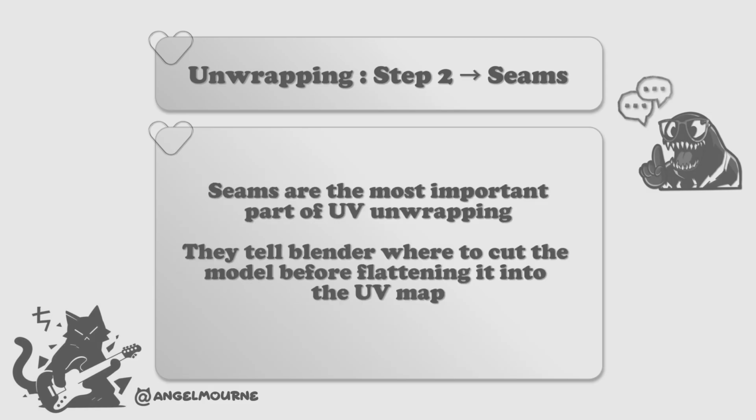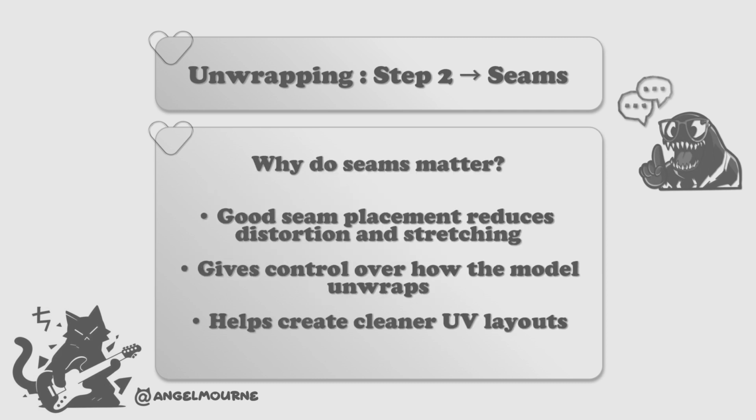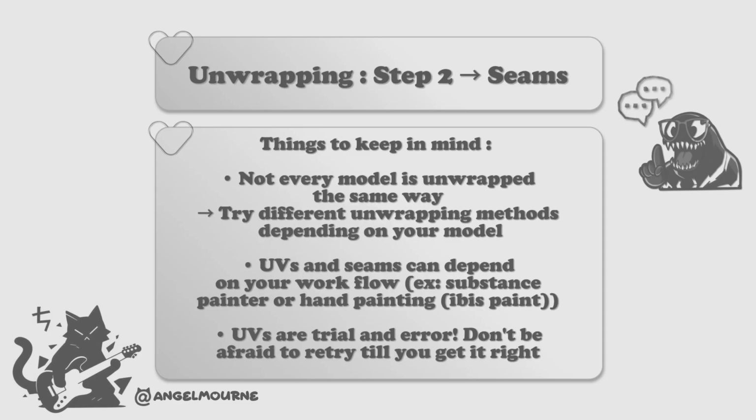Unwrapping. Step 2. Seams. Seams are the most important part of UV unwrapping. They tell Blender where to cut the model before flattening it into the UV map. Why do seams matter? Good seam placement reduces distortion and stretching, gives control over how the model unwraps, helps create cleaner UV layouts.